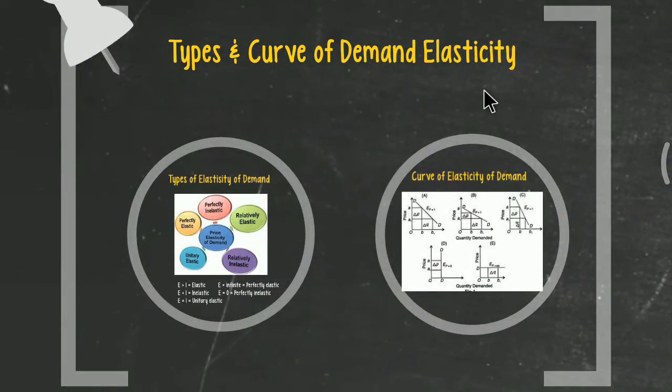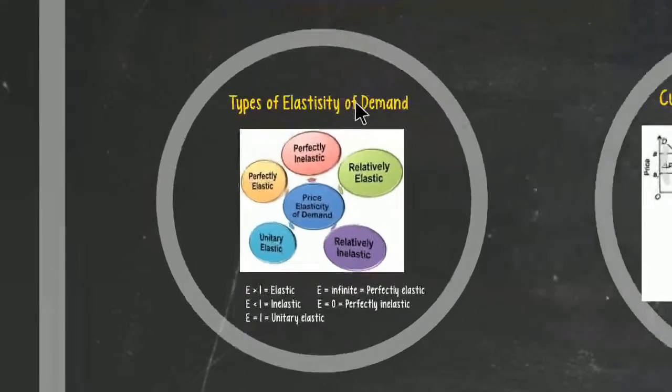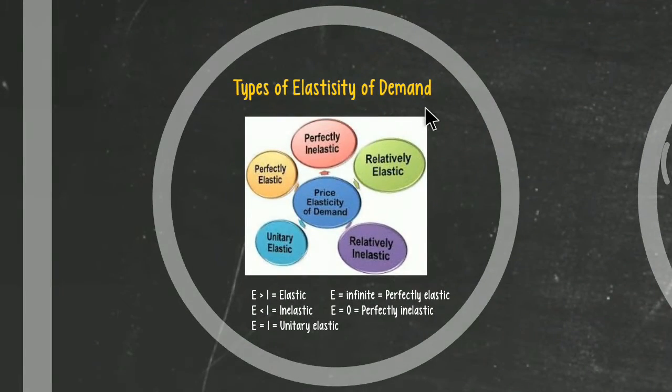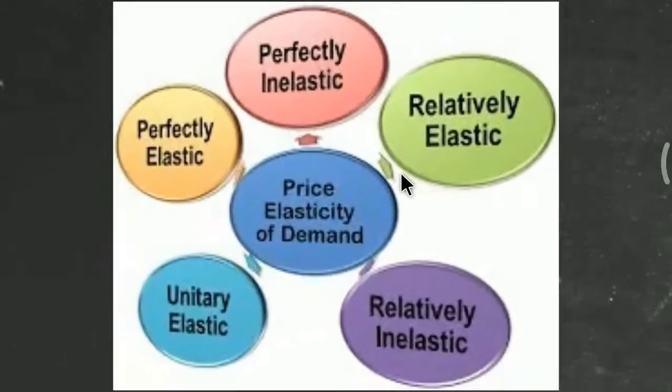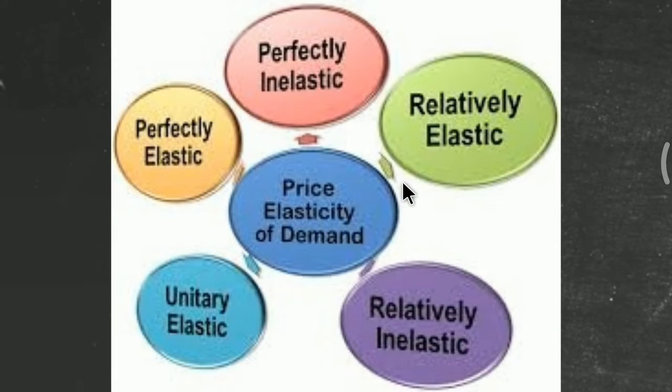Now we go to types and curves of demand elasticity. Types of elasticity of demand. There are 5 types of elasticity of demand, that is relatively elastic, relatively inelastic, unitary elastic, perfectly elastic, and perfectly inelastic.